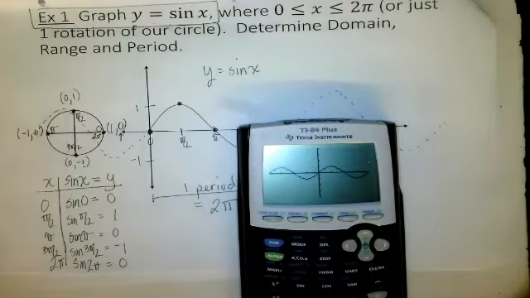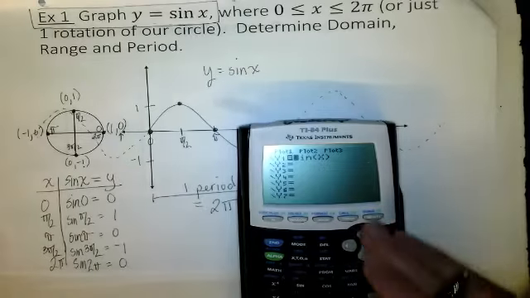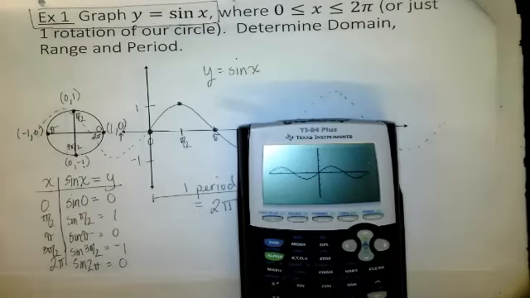Sine of x. Where do we go? Okay, zoom trig. Press the zoom button and find zoom trig. So there's your trig function. Did you get it? Yeah. Okay, good. All of you, if you're not seeing that graph, let me know because you need to make sure you got it right. What did you get? Did you do zoom trig?